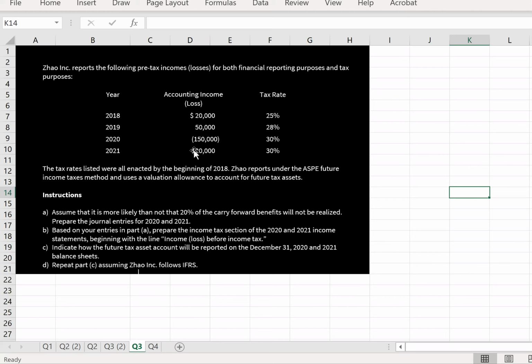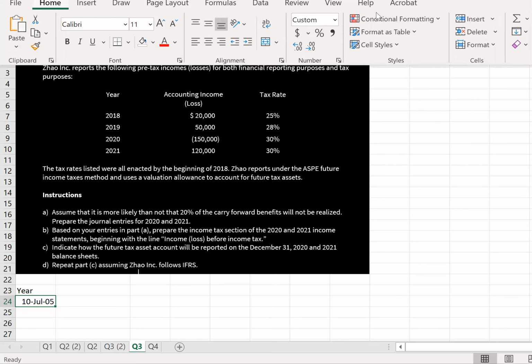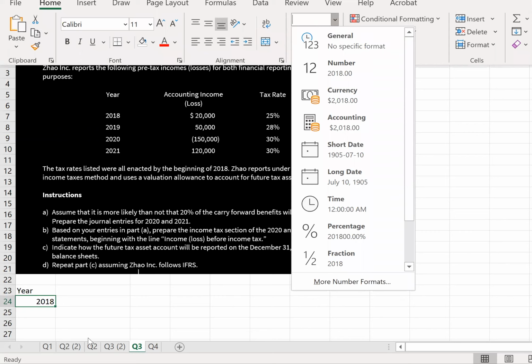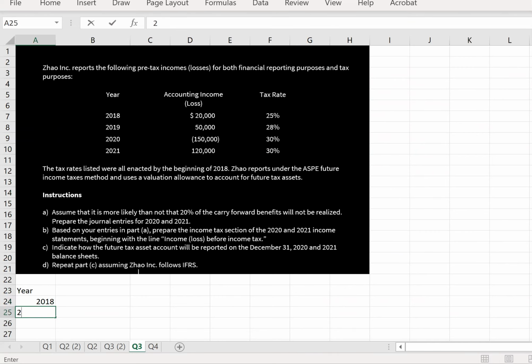So we need to figure out what Zao is going to carry back versus what their carry forward will be, because the journal entries are different depending on whether it's a carry back or a carry forward. So let's start by making a schedule of what's going to happen with these losses. So we know in terms of carrying back or carrying forward. So we've got 2018, 2019. So we've got amounts that we can carry back.